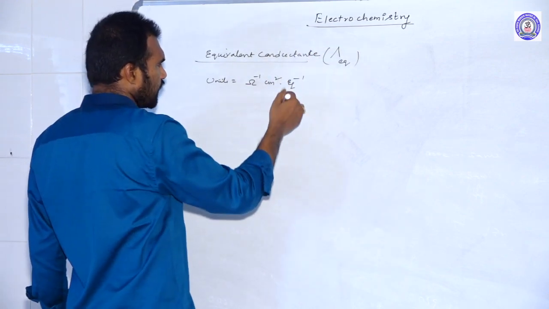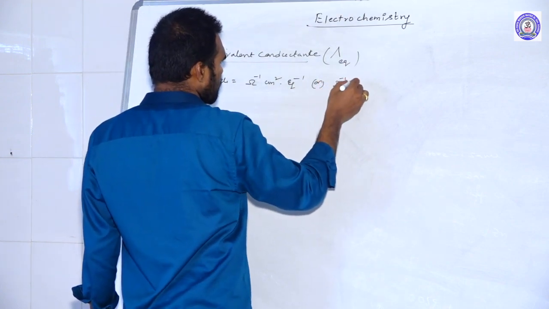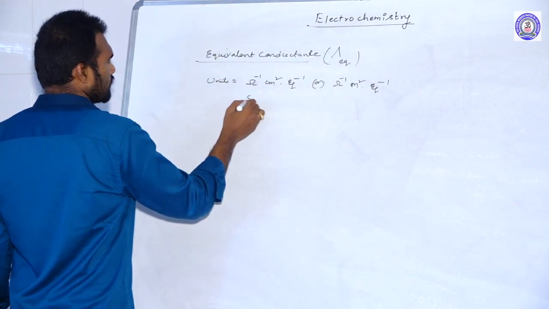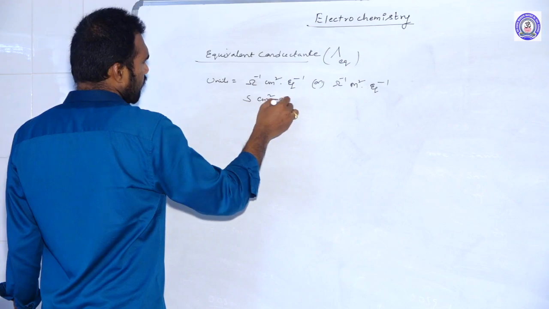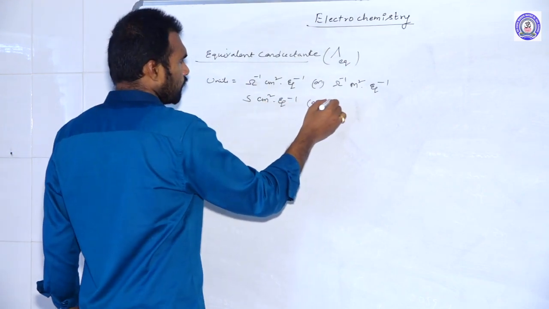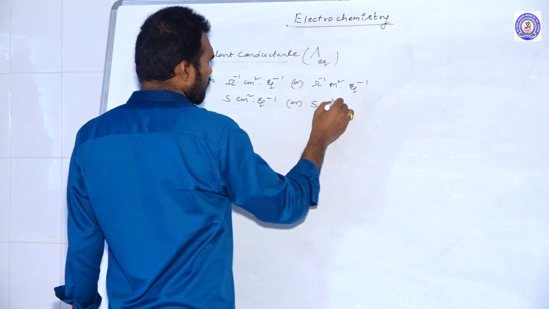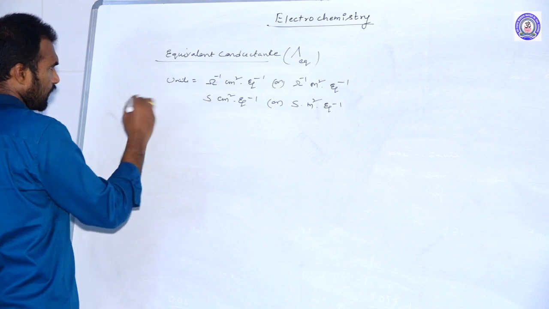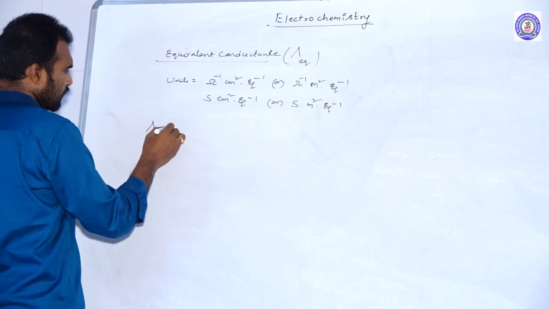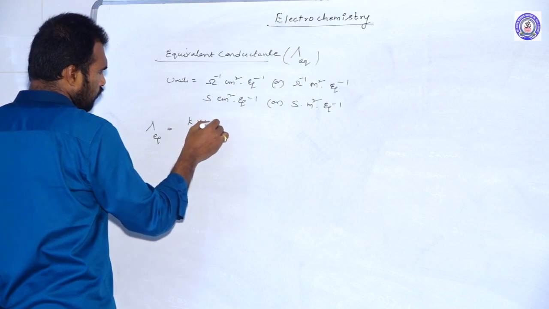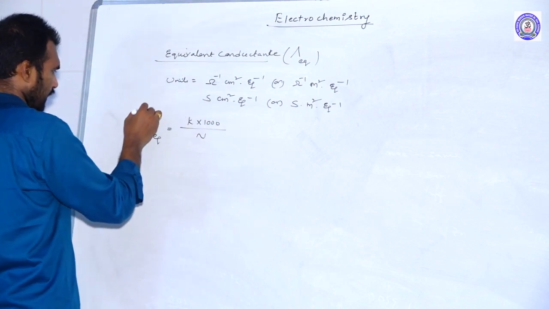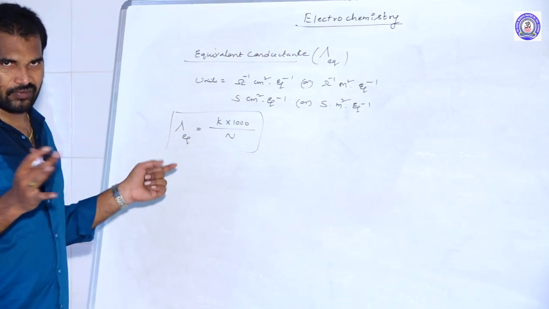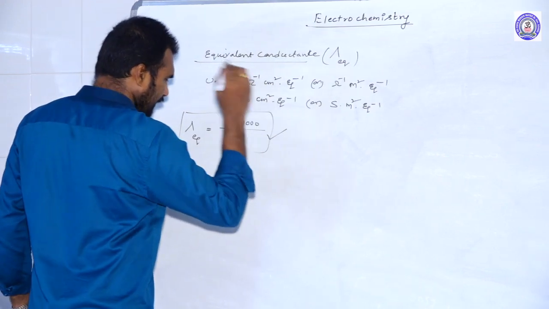Same as before, in place of mole, equivalent will come here. That is ohm inverse meter square equivalent inverse, or else Siemens centimeter square equivalent inverse, or Siemens meter square equivalent inverse. Same as before. And what is the relation between them? Equivalent conductance is equal to specific conductance into 1000 by normality. So the same logic you follow in molar conductance, here also you should follow: units conversion. So this is the equivalent conductance.